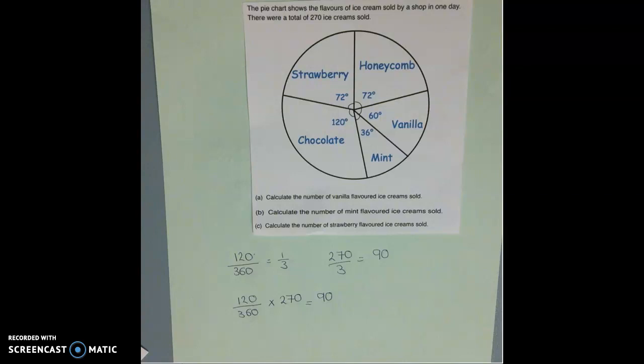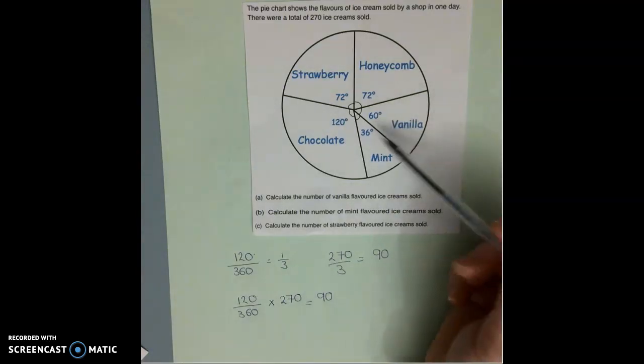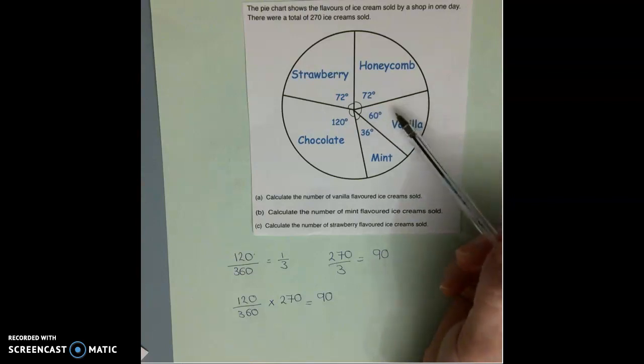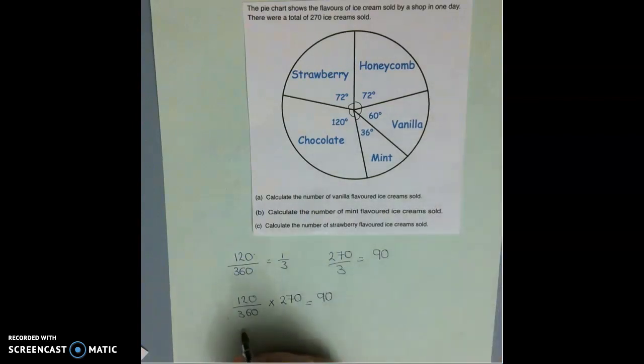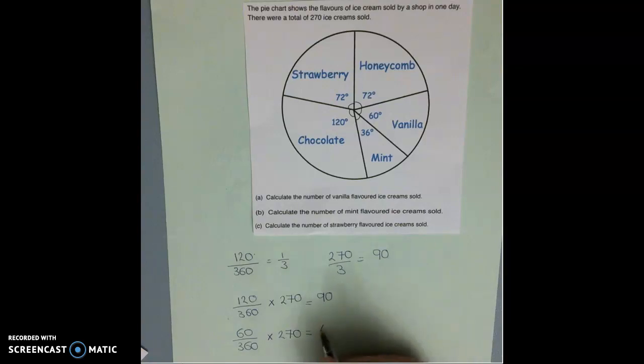So if we have a look at vanilla, what fraction of the circle does this sector represent? So to work that out, we would do 60 divided by 360, and that would give us our fraction. And then we need to times that by the total number of ice creams sold. And then that would give us the answer of 45. So 45 ice creams were vanilla.